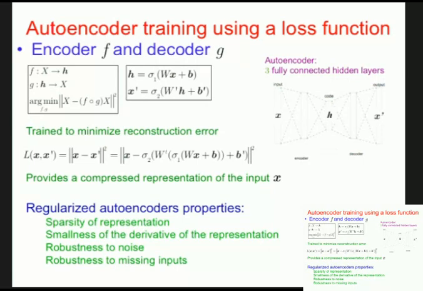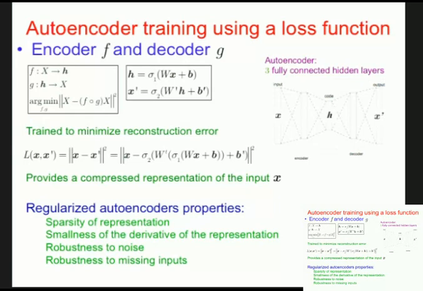So we solve it by using gradient descent. We want to minimize this function here. Starting with some set of initial values for the parameters, we keep on updating it using gradient descent. And so that's how we'd learn it. So that was the basic idea of an autoencoder to learn a representation.